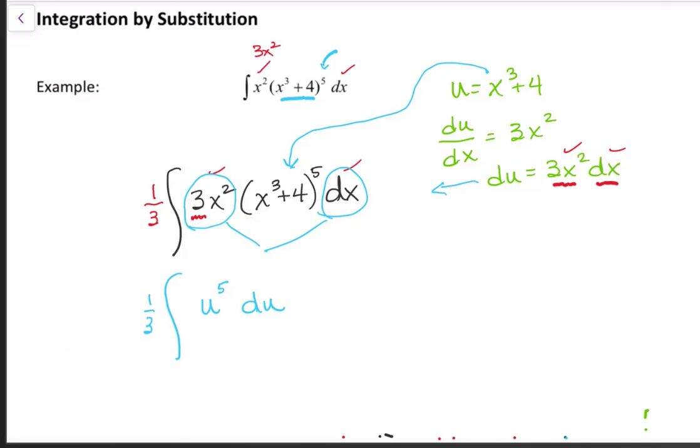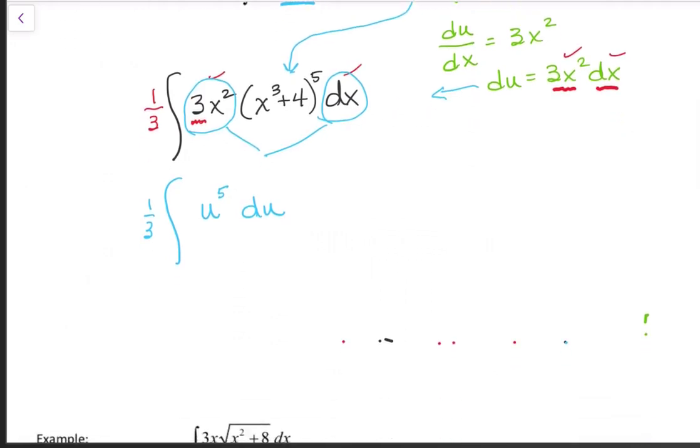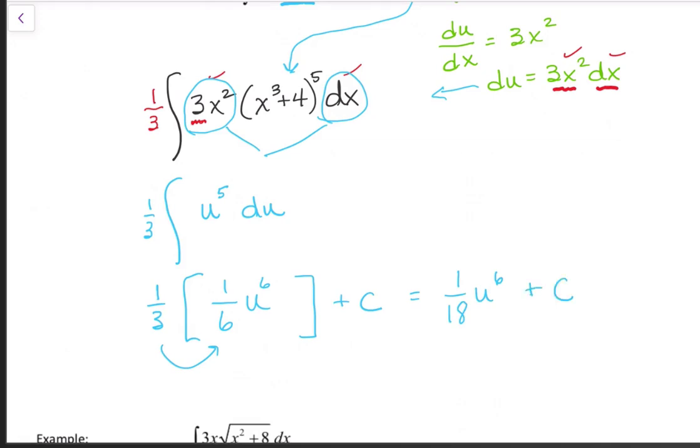So this is a fairly simple power rule integration. So if we go ahead and integrate, I want to keep that 1/3 with me. So I'm going to have 1/3. Then I'm going to do my integration, and I'll just put my integration in here. So coefficient over exponent plus 1, u to the exponent plus 1, and then my constant of integration here. So this is going to equal 1 over 18, I'm just distributing the 1/3, u to the 6th, and then my plus constant.